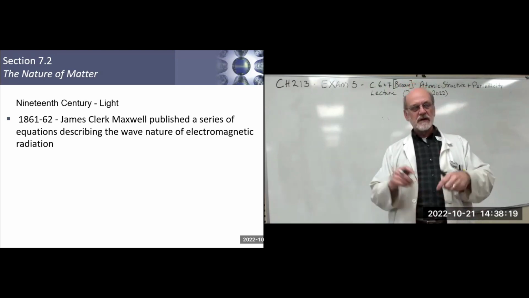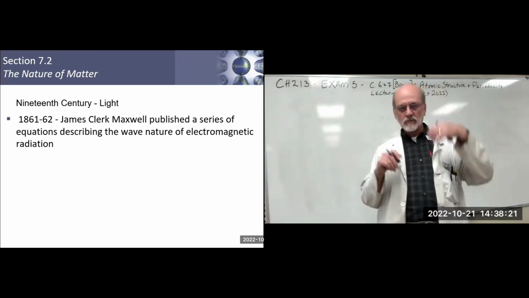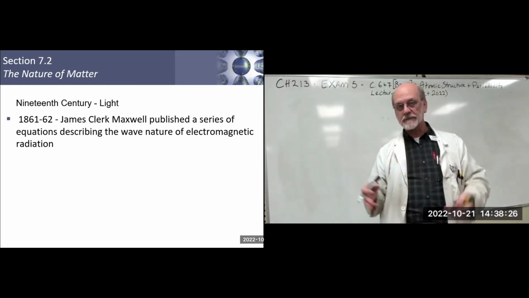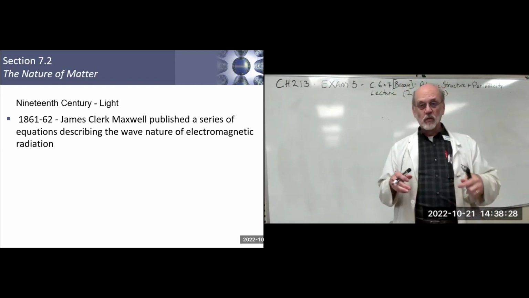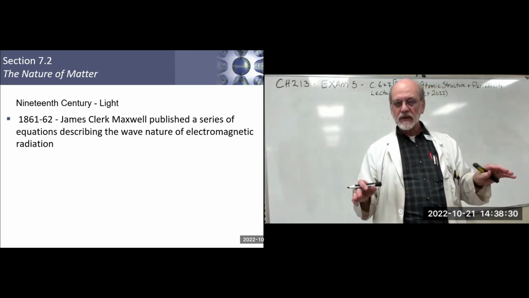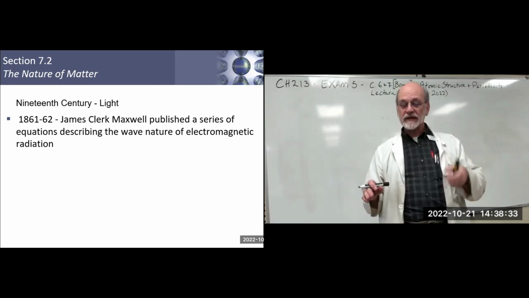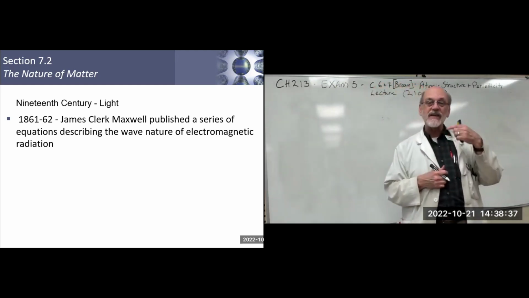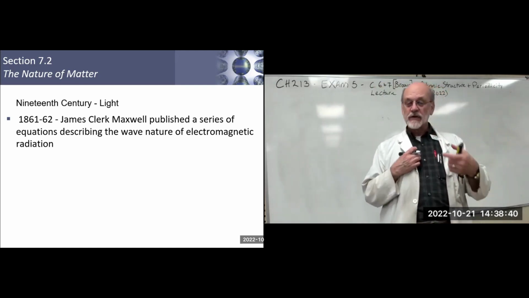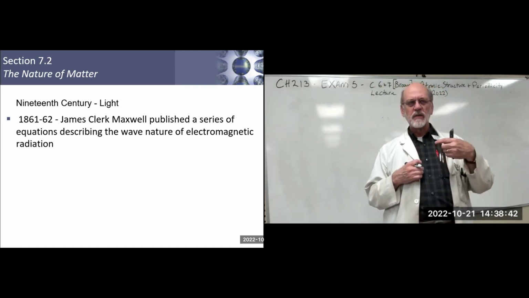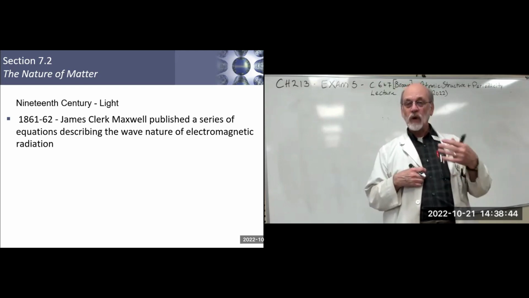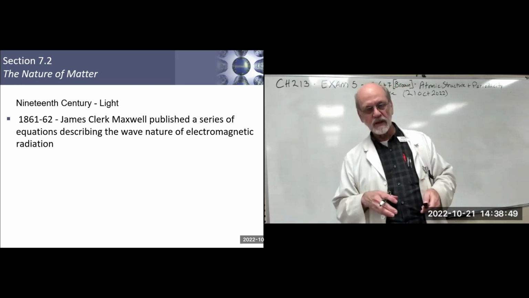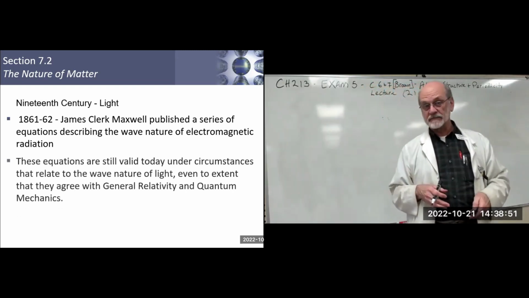Not just what its color is, but how it behaved when it traveled through various media. And these equations work perfectly well for electromagnetic radiation as long as it is behaving as a wave, right? And there's certain characteristics, certain processes that indicate wave behavior. We'll discuss those in just a minute. And those equations still work just fine.